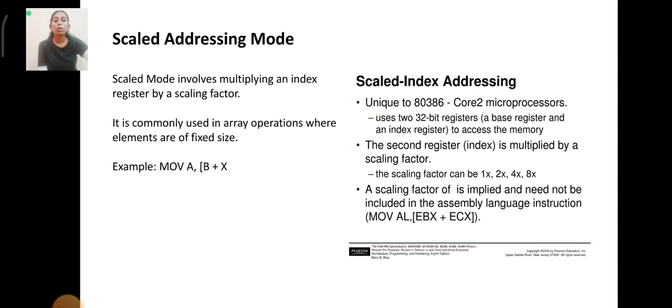Unique to the 80386 through Core 2 microprocessors, two 32-bit registers are used to access the memory. The second register is multiplied by the scaling factor. The scaling factor can be 1x, 2x, 4x, or 8x. The scaling factor is implied and need not be included in the assembly language instruction.